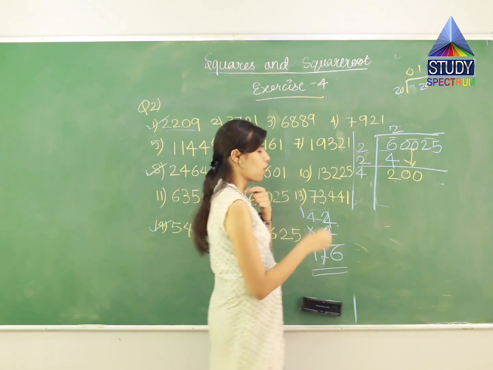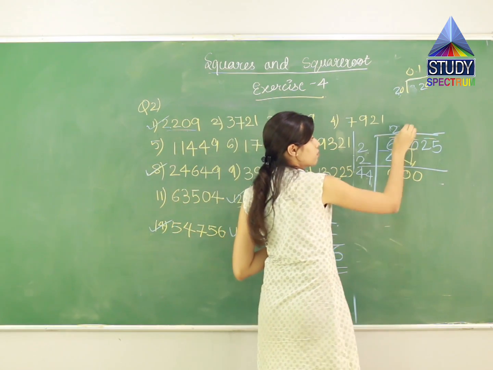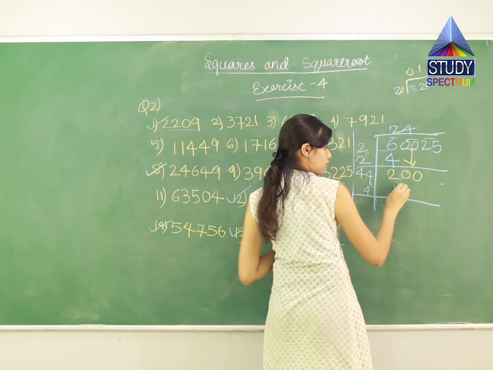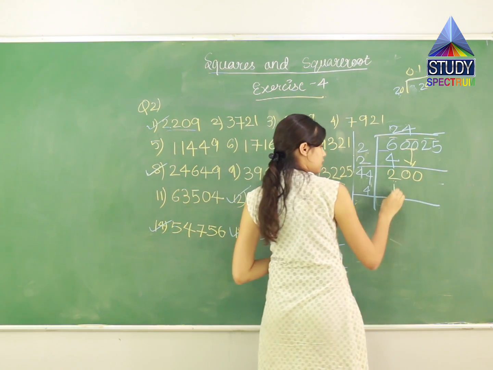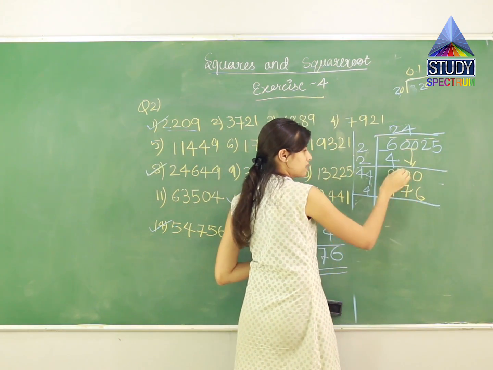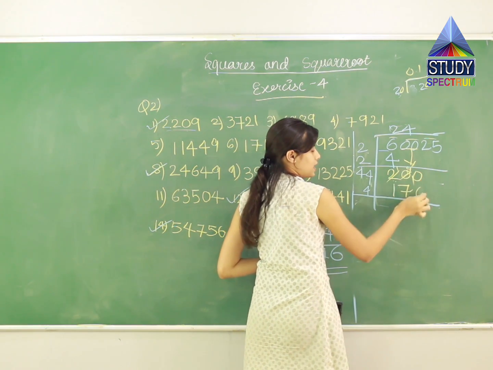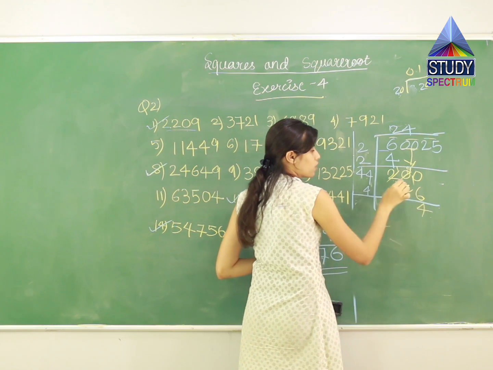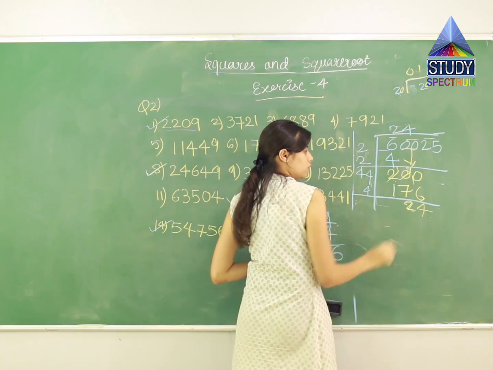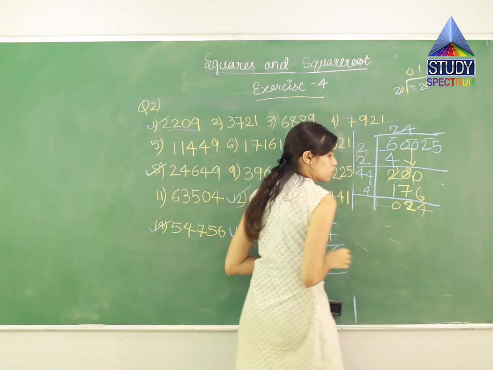So let us write. How many times will we write 4? We will write it 3 times. 1 over here, 1 over here, and 1 over here. Now what will come here? 176. So 200 minus 176, let us do it. 1, 9 and 10. 10 minus 6 comes to what? 4. 7 minus 9, 9 minus 7 comes to what? 2. And 1 minus 1, 0. So the answer is 24.